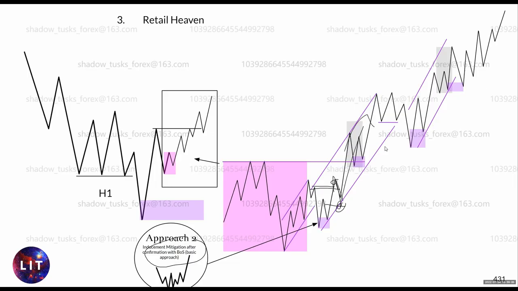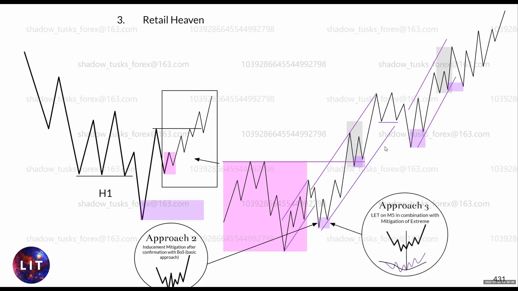Perfectly fine as well. Then we have approach number 3. If that is also a LET, then of course you can take it without the mitigation for sure. And in this sense, again, mitigation break of structure would be all the way up here. So if you have a LET in here, definitely tradable, because you induced this channel to a low side, right? Structural inducement here, maybe even here, right? And then extreme mitigation with a LET out of it.